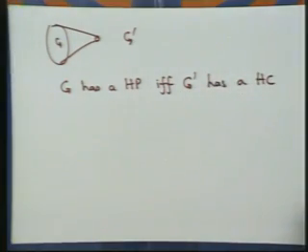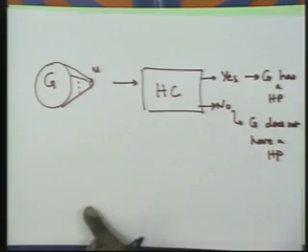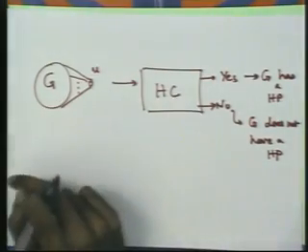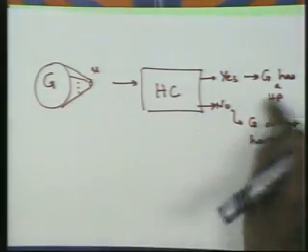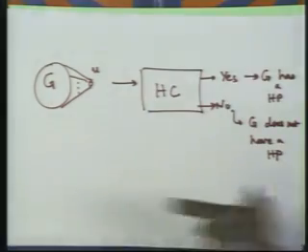This is an if and only if statement. So, there are two things. The two things correspond to yes and no output. For instance, we have to show that G has an HP. This implies that G prime has a HC. And the no output: G does not have a HP. This implies that G prime does not have an HC. These are the two things we need to show.